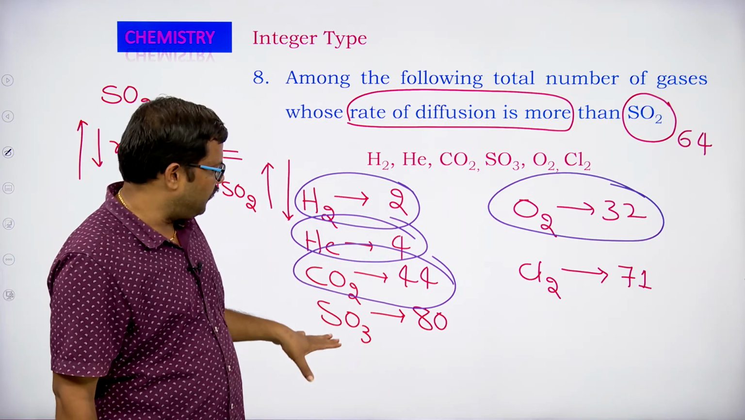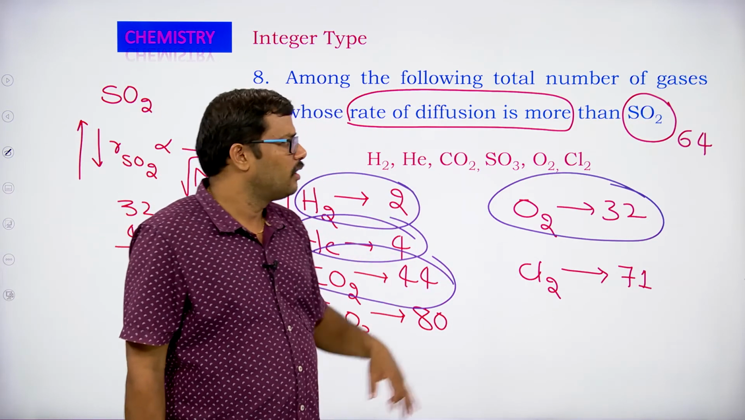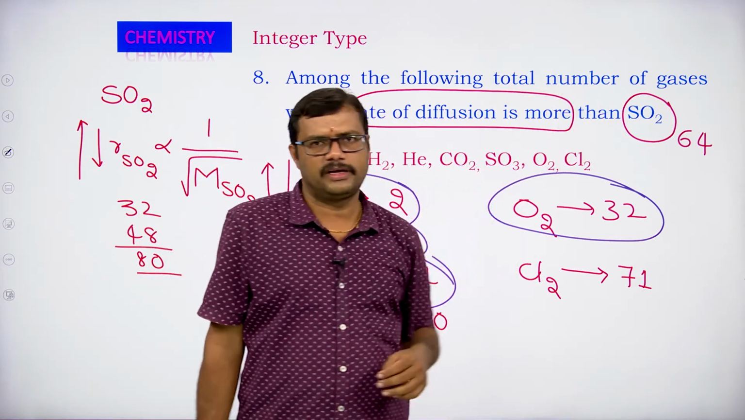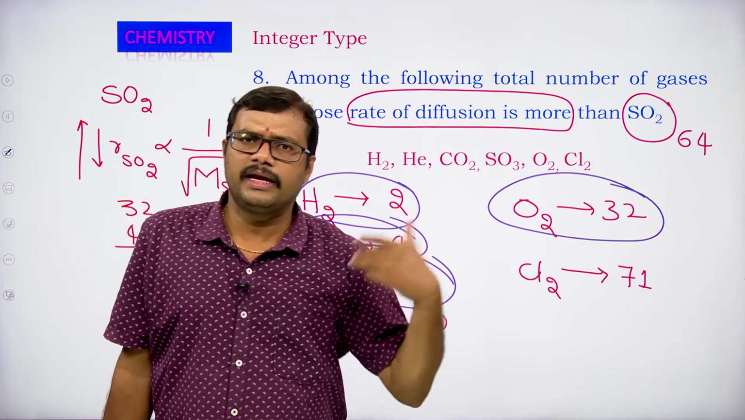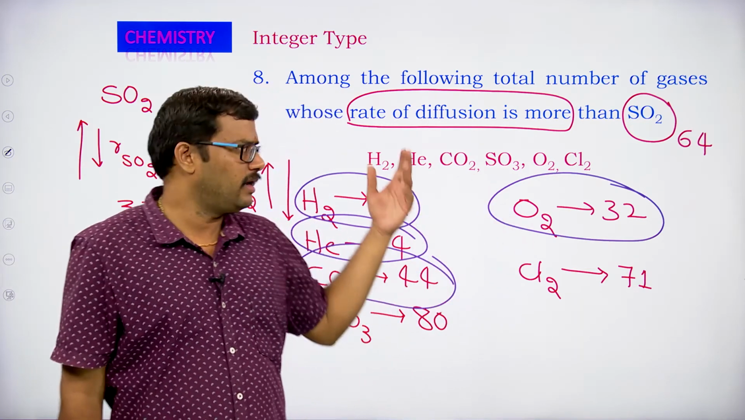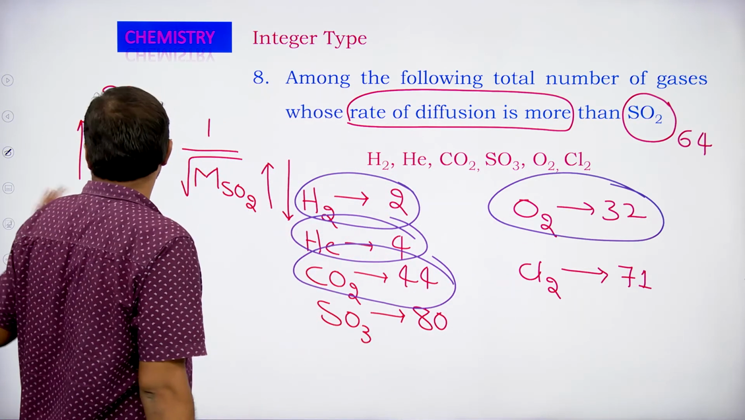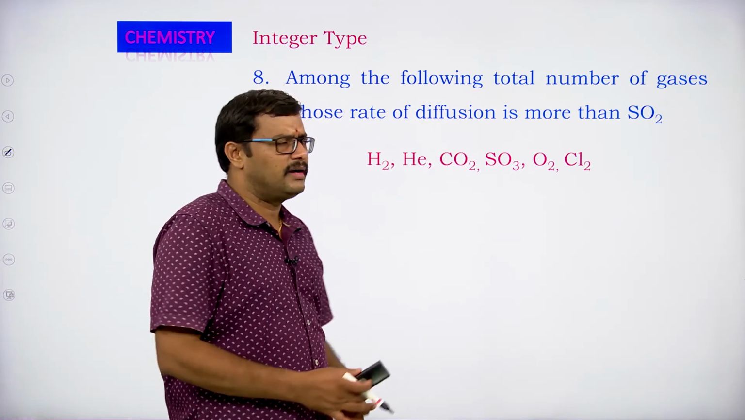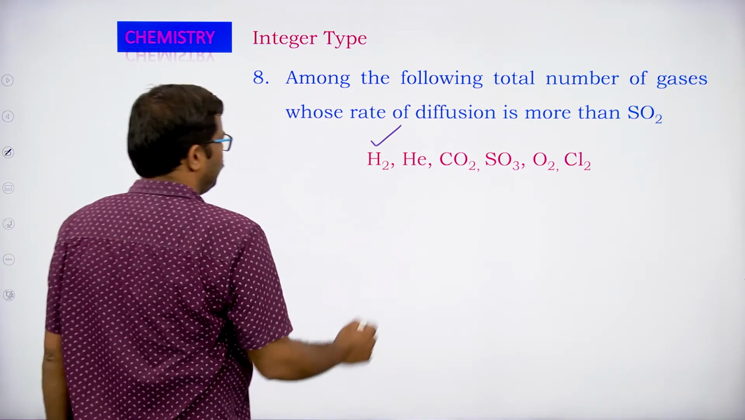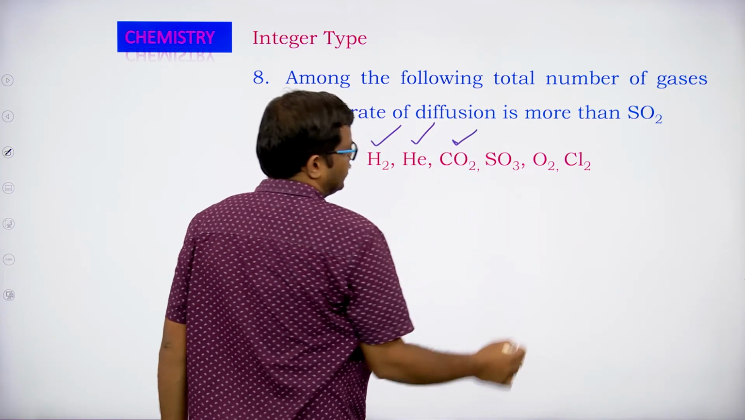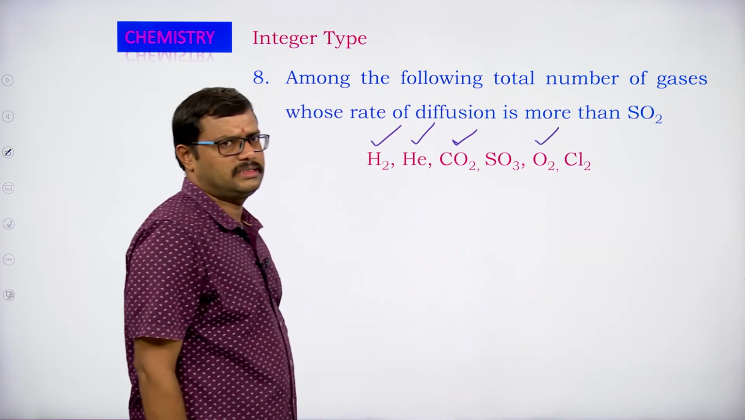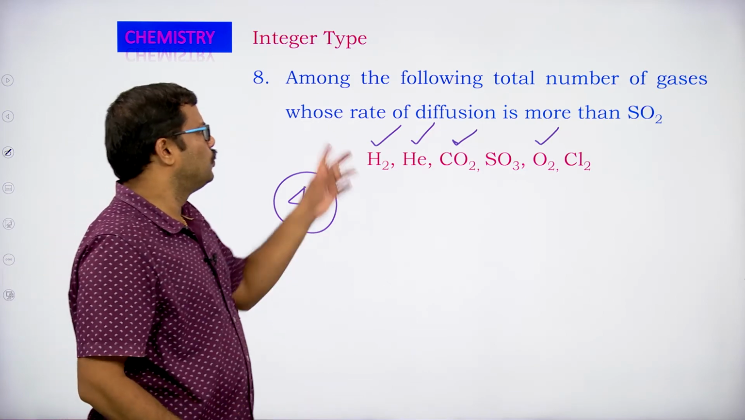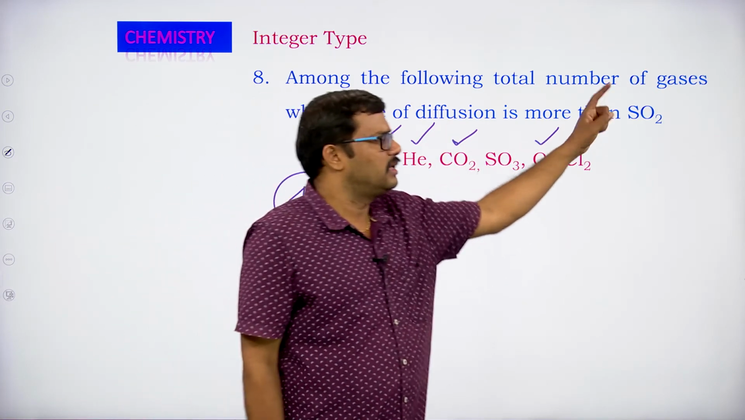Except sulfur trioxide and chlorine gas, all other gases have molecular masses lower than the molecular mass of sulfur dioxide. Therefore their rate of diffusion will be more. So how many gases do we have here with a molecular mass less than that of sulfur dioxide? One is hydrogen, other is helium, carbon dioxide and oxygen. So 4 gases. So what is the answer here? Answer is 4. So 4 gases whose rate of diffusion is more than sulfur dioxide.